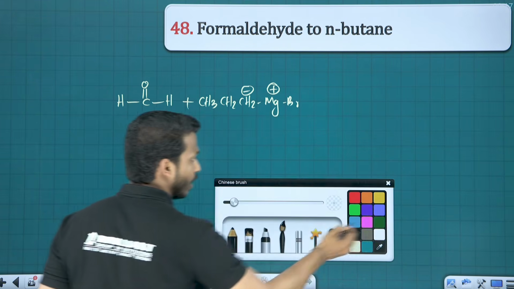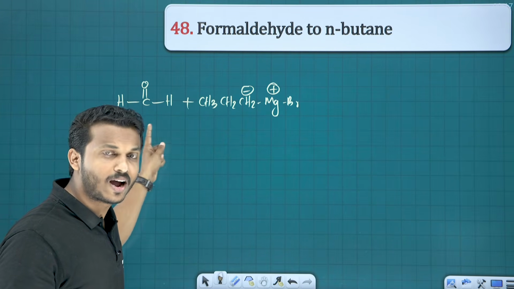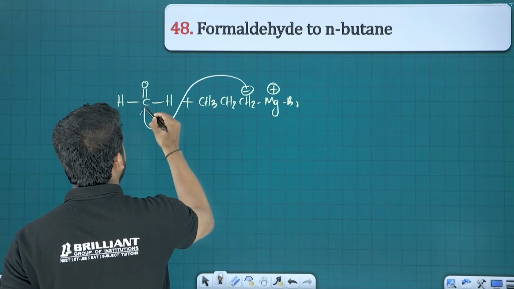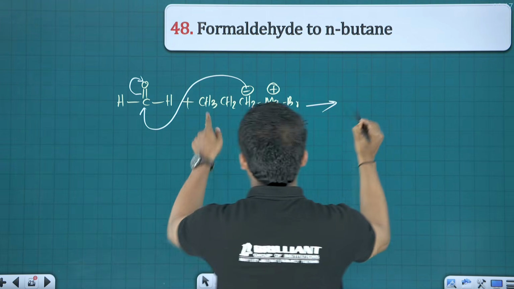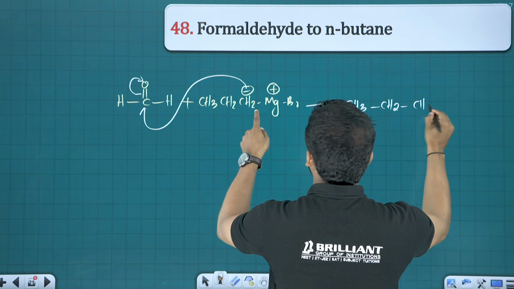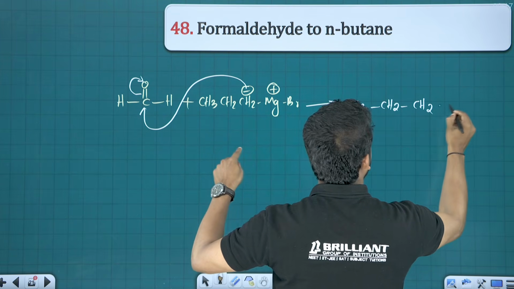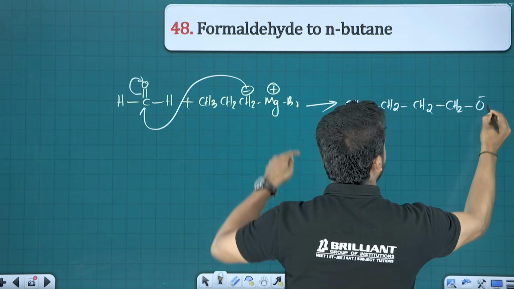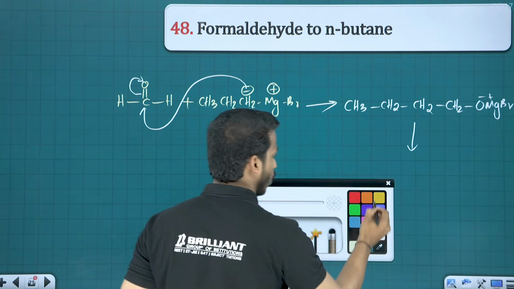We already studied that a Grignard reagent, when reacted with methanal, always gives a primary alcohol, because the negative carbon will attack this carbon, and O becomes O minus. Then MgBr will attack the O minus. So I'm writing here CH3, CH2, CH2, and the CH2 attacks on the CH2. On the CH2 what do you have? O minus, and to the O minus MgBr will attack.